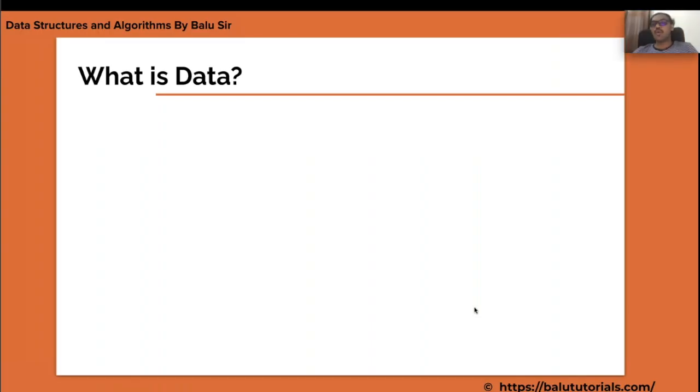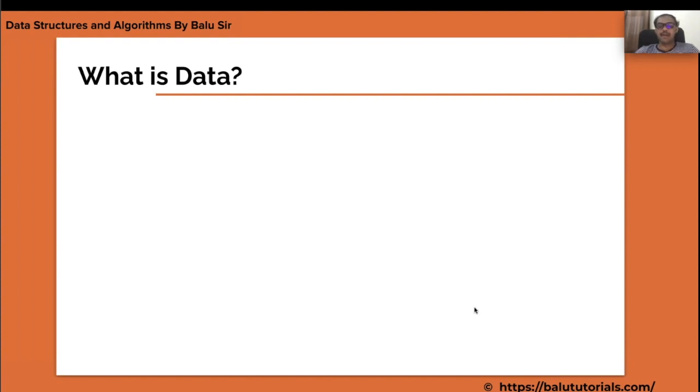So the first thing is, what is data? When you consider, data structure is a combination of two words, data and structure. So what does it mean by data? Anyone can tell me what does it mean by the data? Data refers to what? From data structure, the first word is data and the second is structure. What does it mean by data?